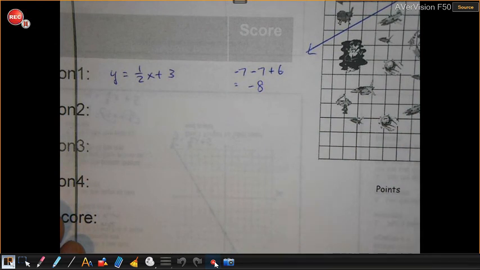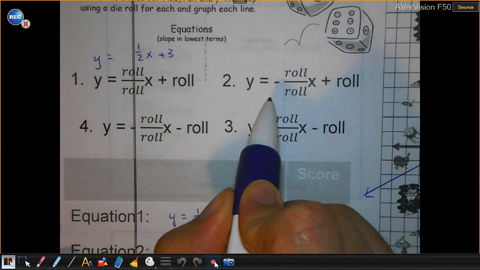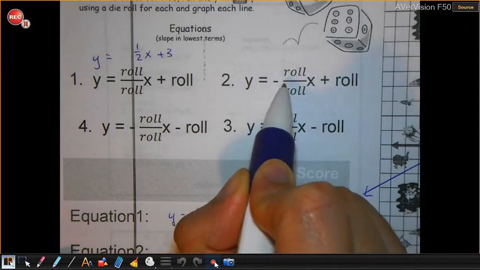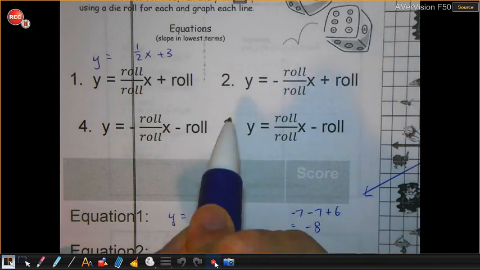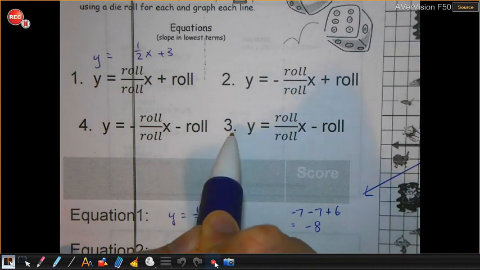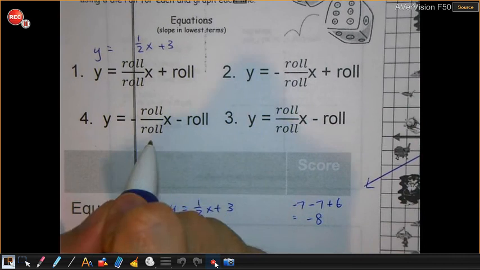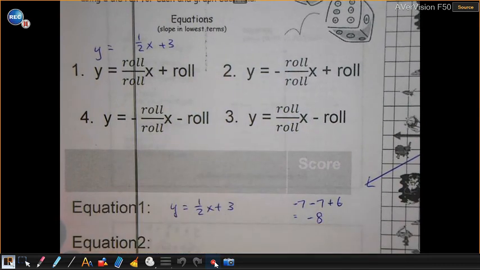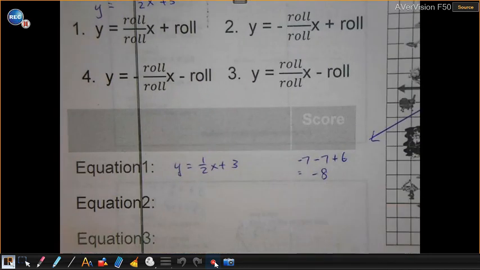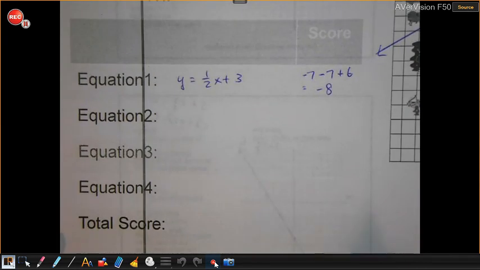And then your partner takes his or her turn, and then I'll go again. I'll roll 3 times again. Just be mindful of the equation. For the second one, your slope will be negative. Third one, for the equation, your y-intercept will be negative. The fourth one, both your slope and y-intercept will be negative. So you get 4 different equations, 4 scores, total them up, and the one with the highest score will win.